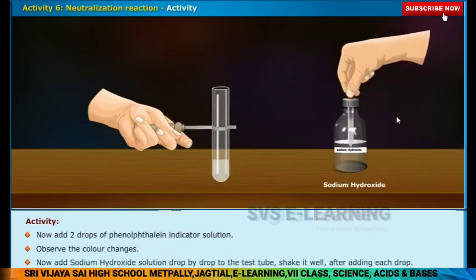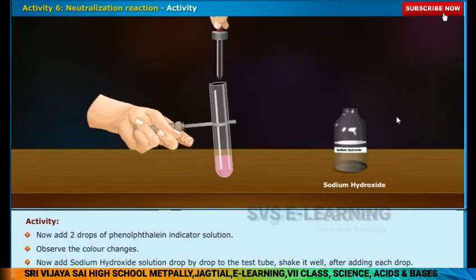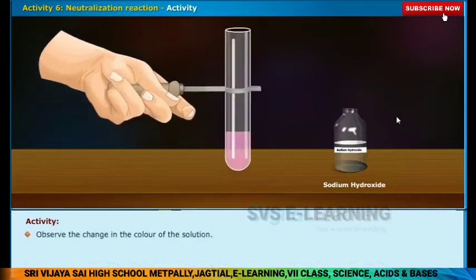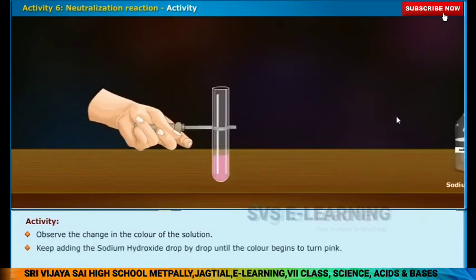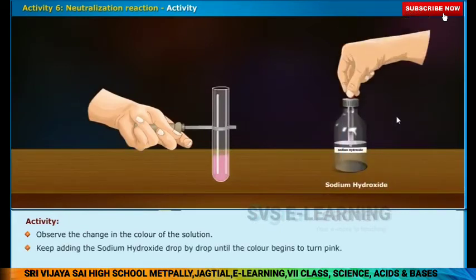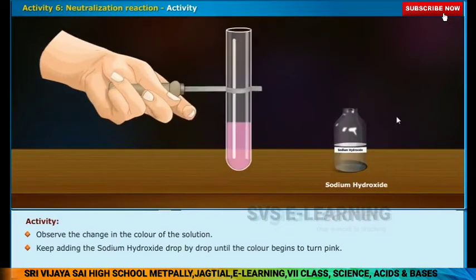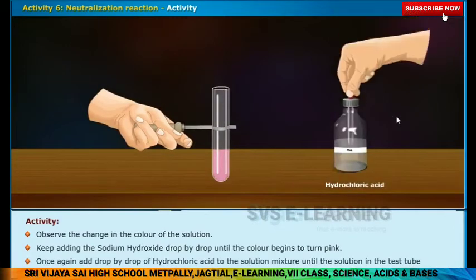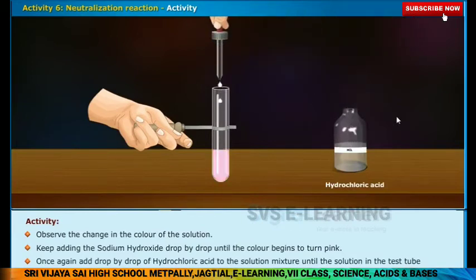Now, add sodium hydroxide solution drop by drop to the test tube. Shake it well after adding each drop. Observe the change in the color of the solution. Keep adding the sodium hydroxide drop by drop until the color begins to turn pink. Once again, add hydrochloric acid drop by drop to the solution mixture until the solution in the test tube becomes colorless.